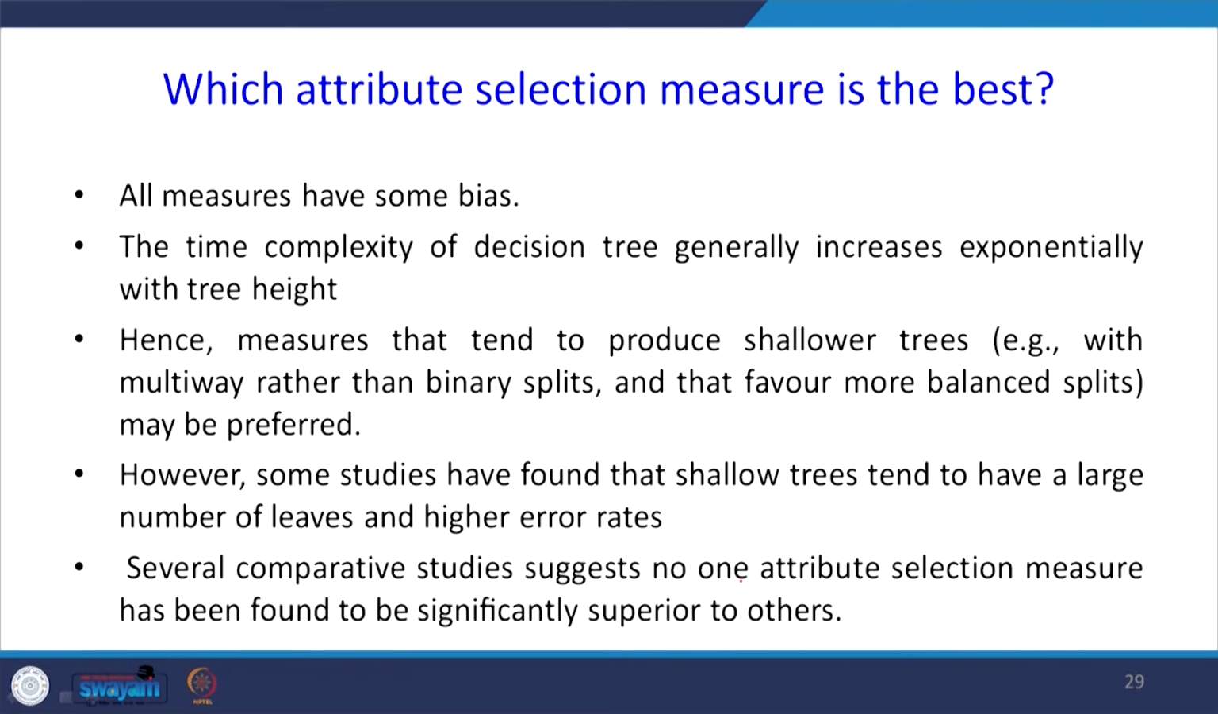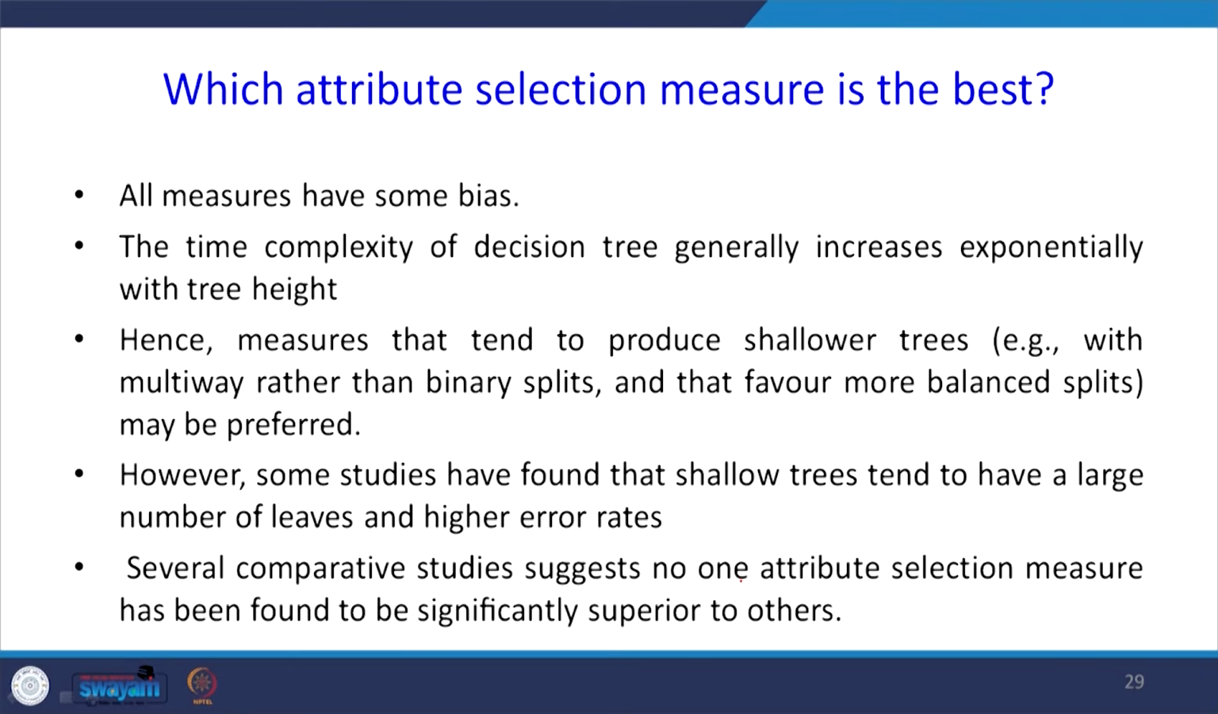One method is information gain, another method is Gini index. There is one more method called gain ratio that I will take in my coming classes. So how to choose which attribute selection method has to be chosen? All measures have some bias. For example, the information gain technique also has some bias that I will explain in the coming class.